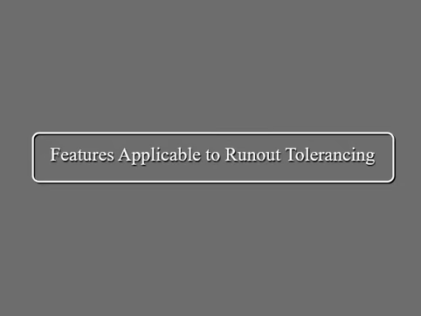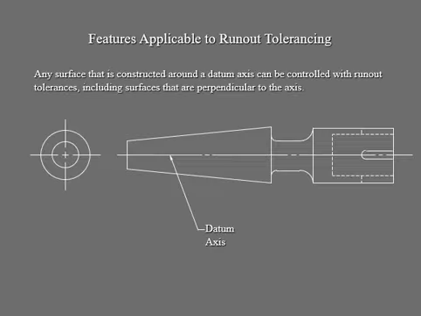So the first one is to see the feature applicable to your runout tolerance with this part. Here we have two views: this is a front, and this is a side. So you're looking at this thing straight from the front. Your surface is constructed around a datum axis, which is this one, and we can control it with a runout tolerance, because we're dealing with a circle here. So of course you expect the rotation around this axis.